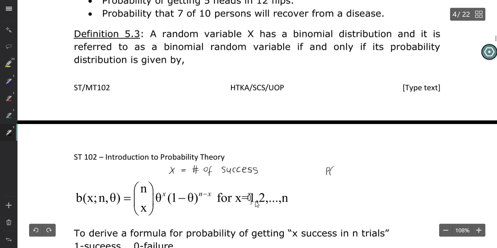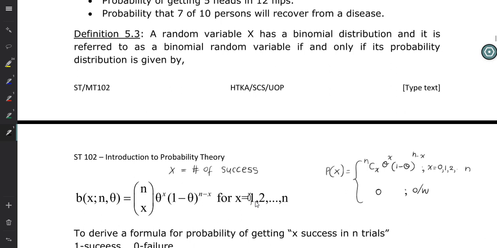You can write this PMF in another form like this. N choose x, theta to the power x, 1 minus theta to the power n minus x, when x takes values 0, 1, 2 up to n, 0 otherwise. So this is the most convenient way to write the PMF.